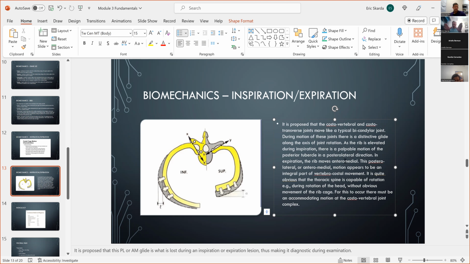So relatively speaking, this anterior medial translation of the costotransverse joint. Now, this is Earl Pettman stuff. He's very strict on this sort of thing. It occurs also during rotation of the head. But he proposes that these posterolateral and anterior medial glides are what are lost. This is the problem. This is what is lost with lesions of the ribs, right?